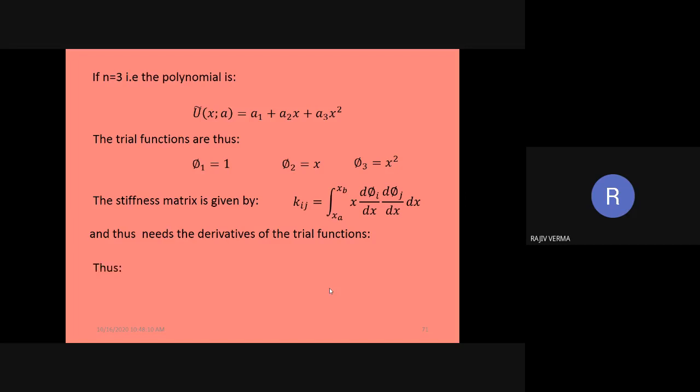Therefore, d phi1 by dx is equal to 0 because phi1 is 1. Similarly, d phi2 by dx is going to be 1, and d phi3 by dx is going to be twice x. Once these three differentials are known, we can evaluate all the terms in the stiffness matrix, and they are going to be evaluated in the next slide.